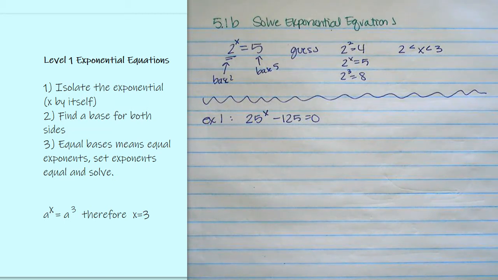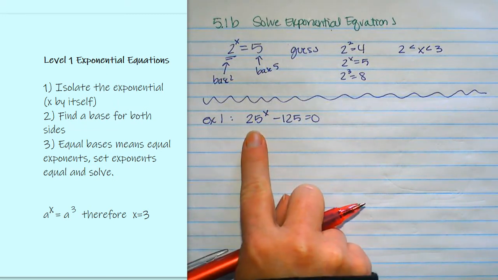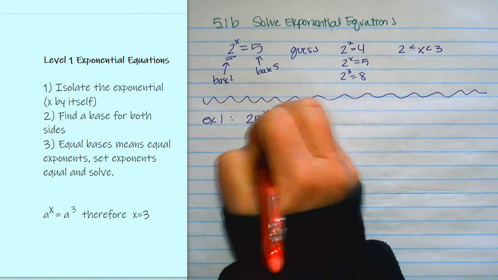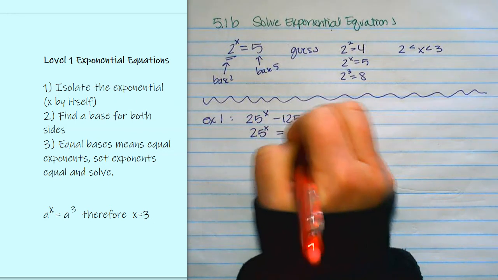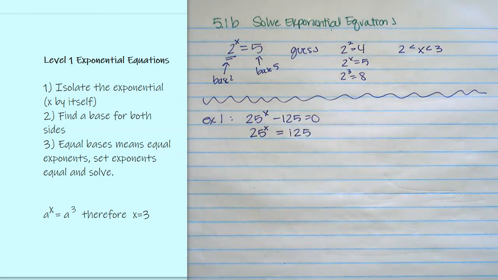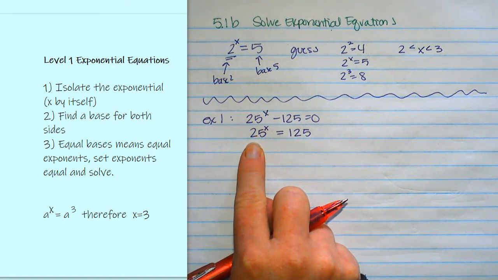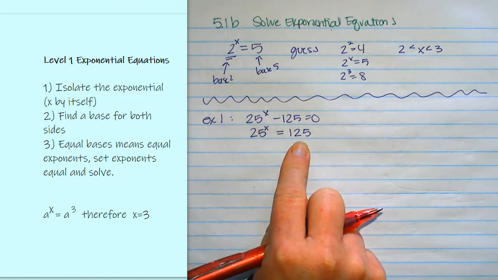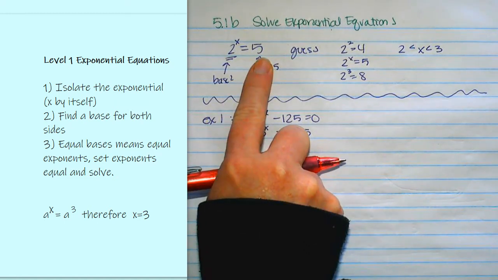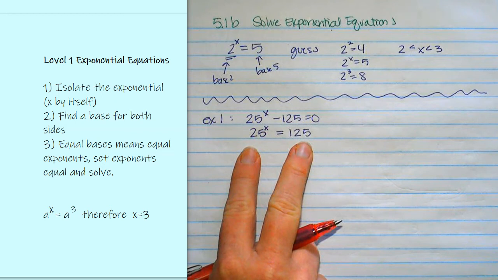So number 1, isolate the exponential. We need to get 25 to the x by itself. We're going to keep it on the left-hand side and move 125 to the right-hand side. So now it's positive. Number 2, find a base for both sides. Well, the base is not 25. We've got 25 here, but we need to make it a different base because 25 to a whole number power doesn't make 125. So this is hard right here. It's kind of like our first example where we have different bases. We need to rewrite these with a base that works.